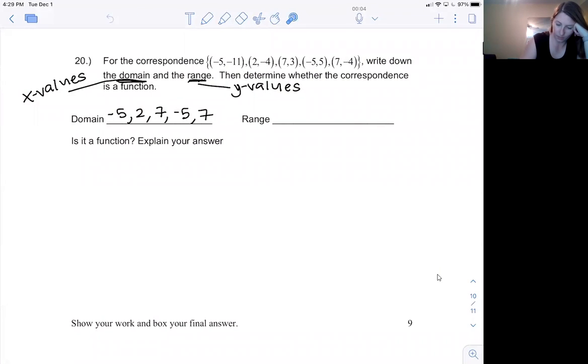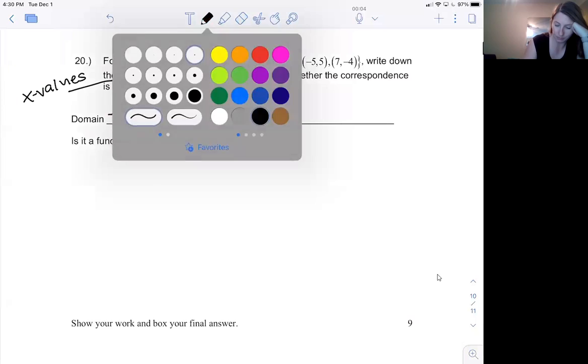Okay. So I've written it like this, but here's the thing. I already have this negative 5, so I don't need to write it again. And this 7, I don't need to write because I already have 7. I don't need to repeat values. I already have the negative 5. There's no point in me writing it twice.